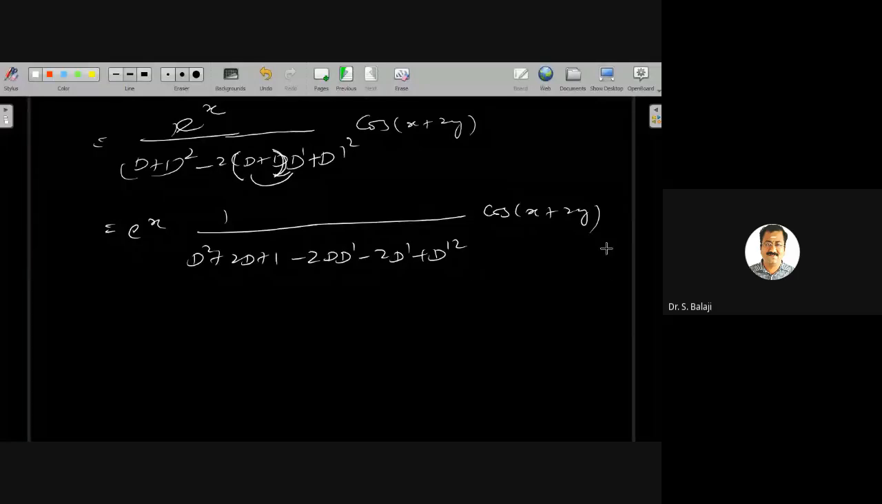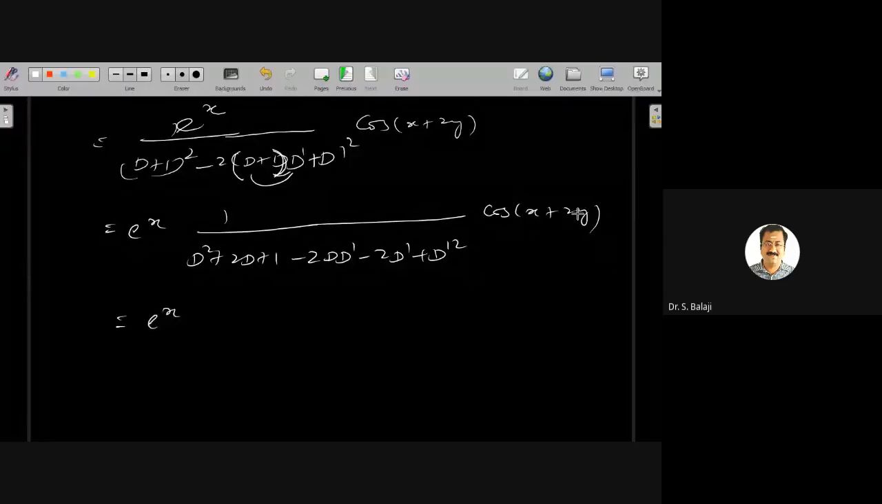Cos of x plus 2. Or e power x. Now every combination is there here. Or what about the cosine function idea?